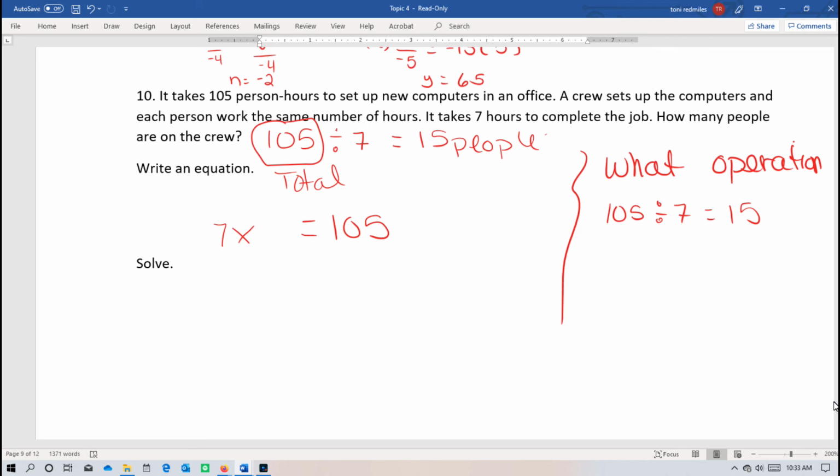Okay, but this is not an equation. An equation always equals a total. So I know the total in this particular question is 105. 105 is the total amount of hours worked. Then I got to figure out what to do over here. Well, if I wanted to get 105 by itself, I would have to get rid of the 7. And the way to get rid of the 7 would have been multiply it. That would have canceled it out here, and then I could multiply it over here. Okay, 15 is my unknown, so if I was going to write an equation, it'd be 7x equals 105. And again, I could solve that for 15 people.